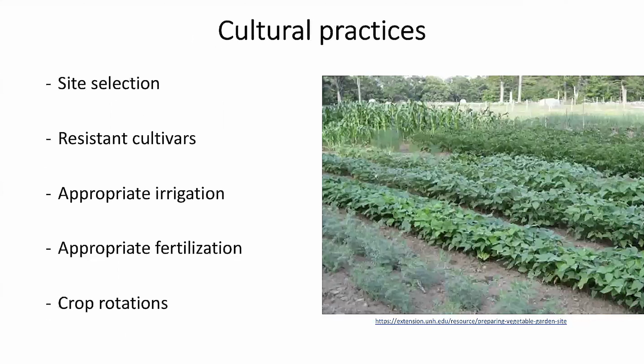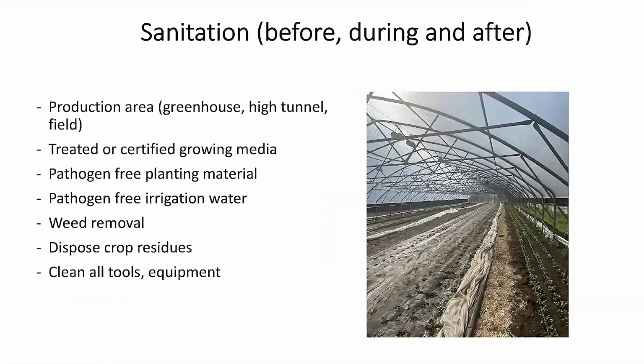And so I'll go one at a time just to look at a few examples. Cultural practices are one option for management, and this will include things like selecting a good site, well-drained, with no history of the disease, the use of resistant cultivars as well, and also appropriate irrigation, fertilization, plant spacing, as well as crop rotations, which would break the life cycle of the disease and the pathogen.